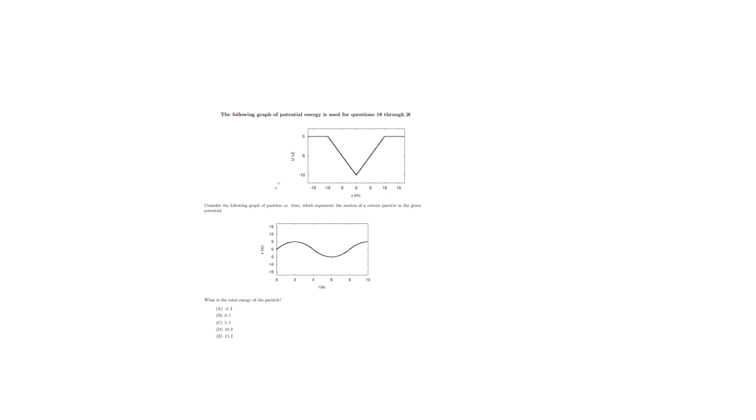Consider the following graph of position versus time, which represents the motion of a certain particle in the given potential, right? So the maximum position that we reach is going to be 5 and -5, right? Both of these are going to be our max, right? So that means that our maximum potential energy is going to be at those positions, right? Our maximum potential energy at those two positions, if we look on our little graph here, we can see that the maximum potential energy is at -5 joules. So the total energy of the particle is going to be -5 joules.